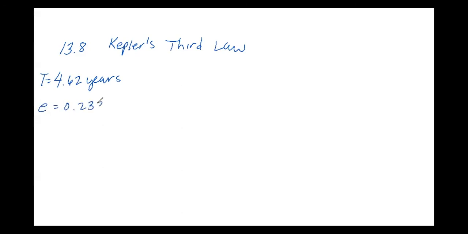All right, this is example 13.8, Kepler's third law. It says the asteroid Pallas has an orbital period of 4.62 years, that's T, and an orbital eccentricity of 0.233. Find the semi-major axis of its orbit.